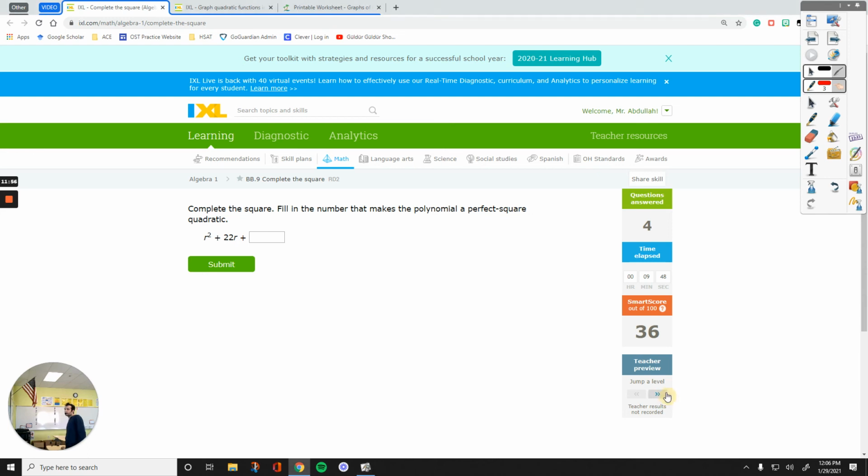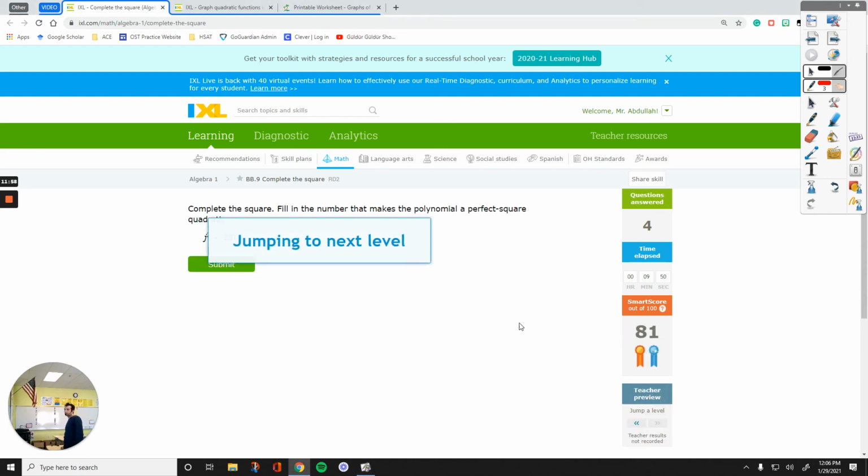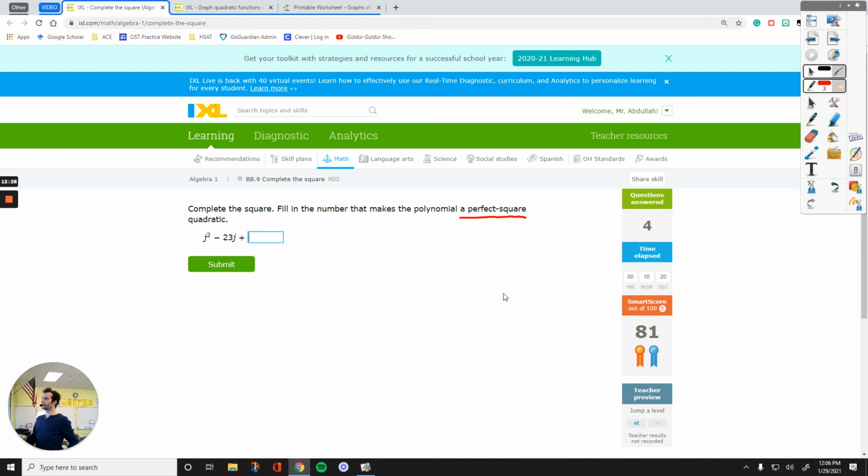Okay, let's skip a level and see if it gets any harder. Complete the square. Fill in the number that makes the polynomial a perfect square quadratic. Remember, when you figure out that number, that's not making it the square, but it makes the quadratic polynomial a perfect square quadratic, which means you can convert it to the form that I just showed you. Like this one right here.